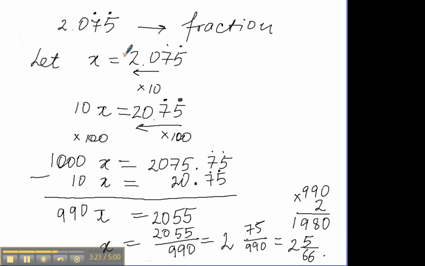Okay, so let's look at the second example and see whether you understand that the steps would be the same. Again, let's say x is 2.075 recurring, right? Multiplying by 10 moves the recurring pattern one decimal place closer to the decimal point. So I'm getting 10x equals 20.75 recurring. And now I deal with this recurring pattern in our usual way. We multiply by 100, and we get 1000x equals 2075.75 recurring. Then subtract 10x equals 20.75 recurring. We get this fraction after simplification.